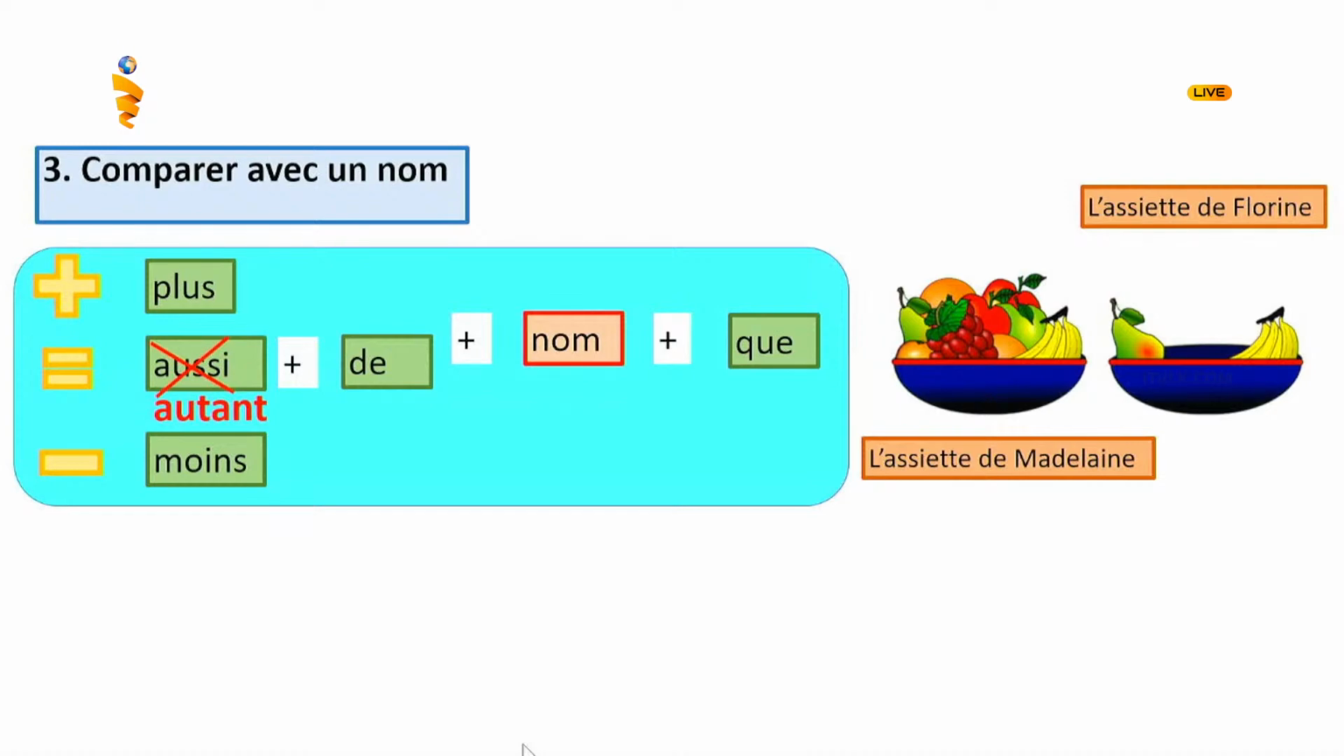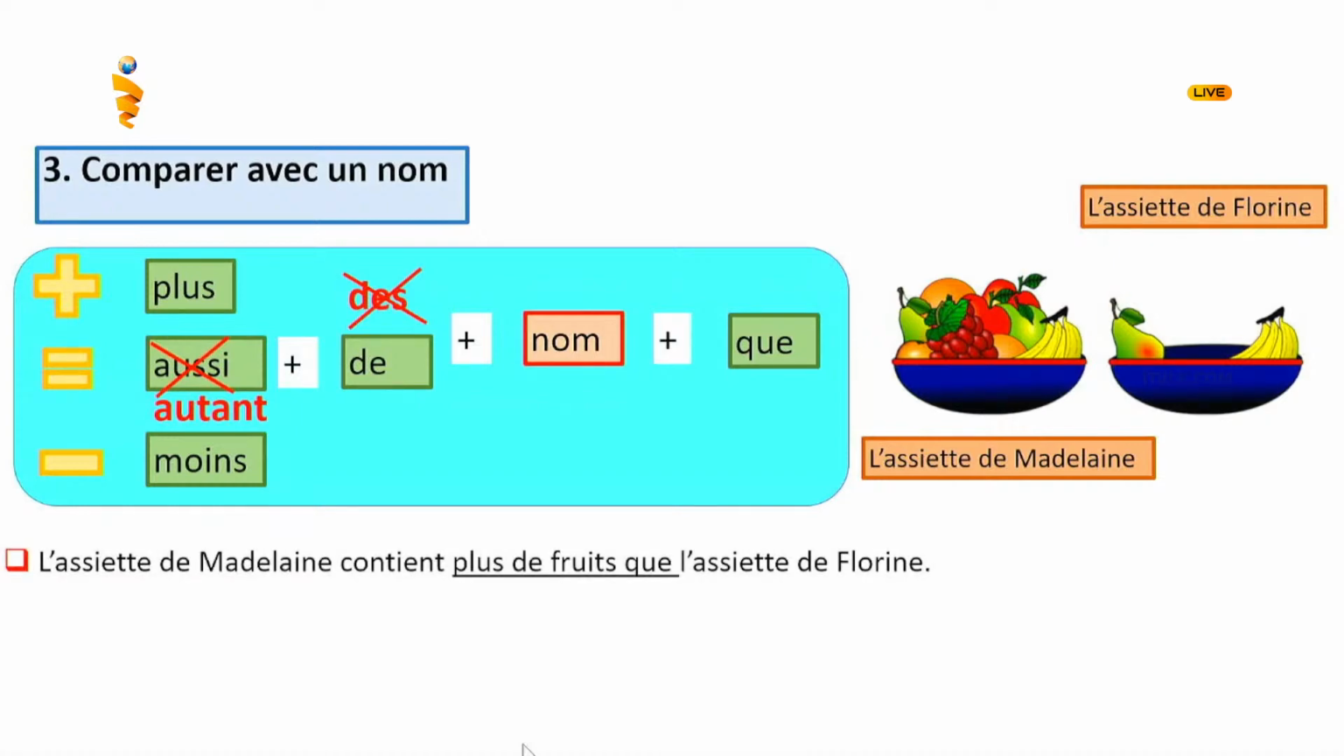When you want to indicate equality, aussi should be switched to autant. And here, the other thing you have to remember is that you cannot change the de. The de is invariable. So you cannot say j'ai beaucoup des fruits, because always the de is not changing.